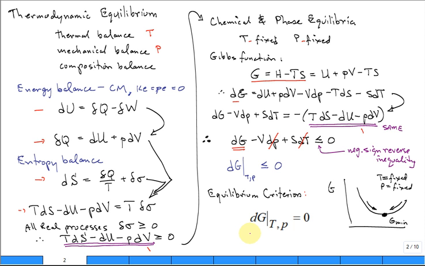It doesn't look all that special nor insightful, but the Gibbs function goes to a minimum at equilibrium. If you're not at equilibrium, it will go toward equilibrium with a decrease in G. Either you're on this side or that side, but it'll go to a minimum in the Gibbs function.